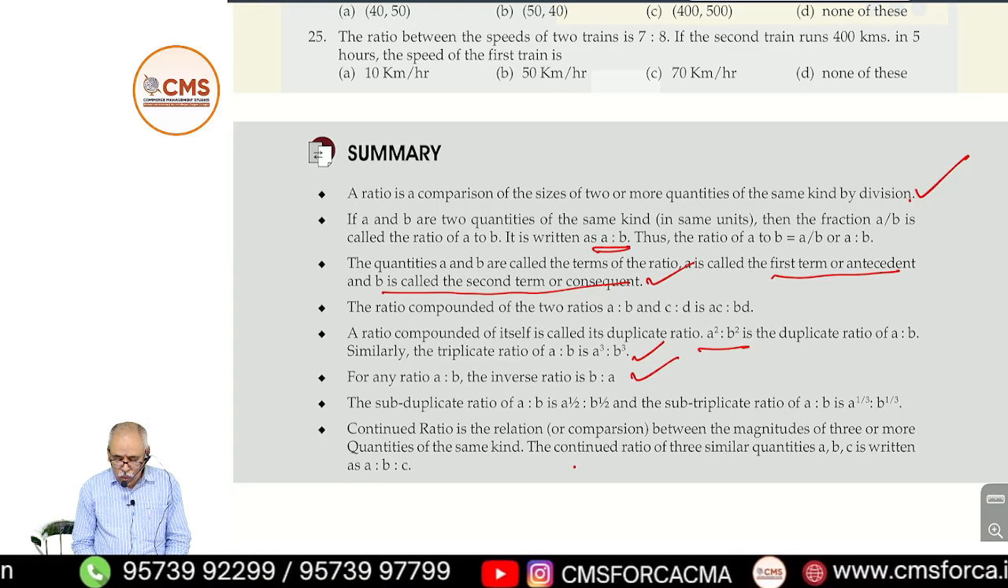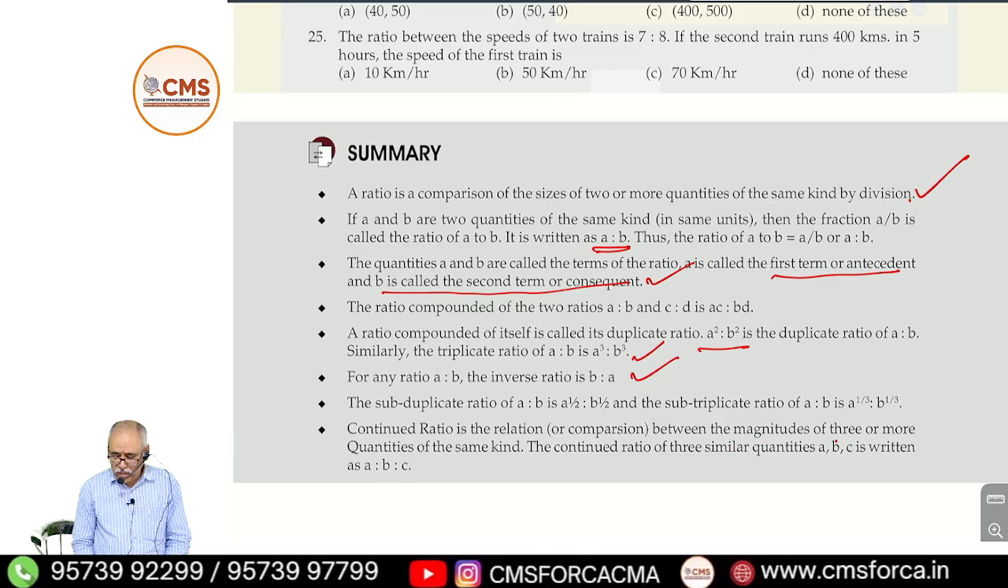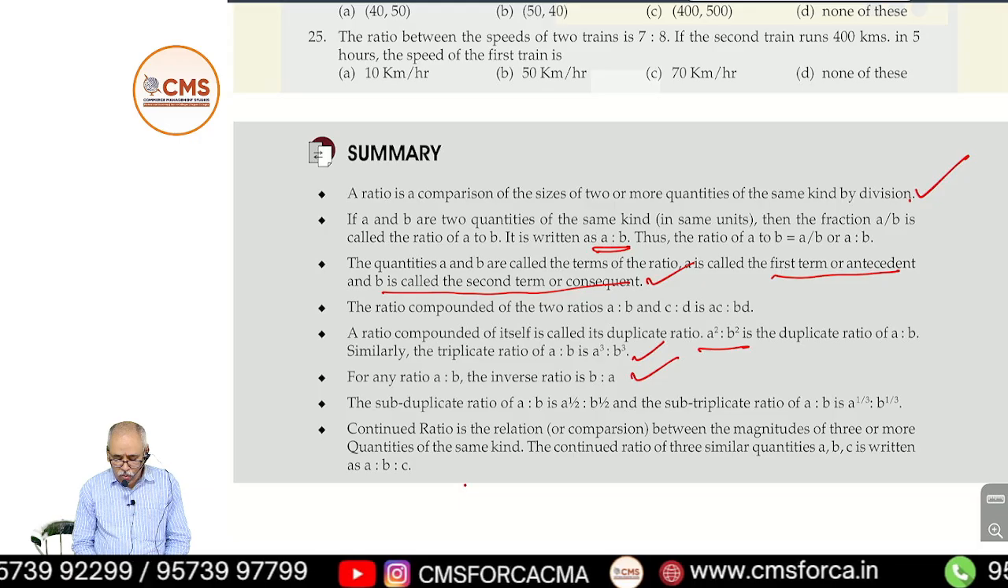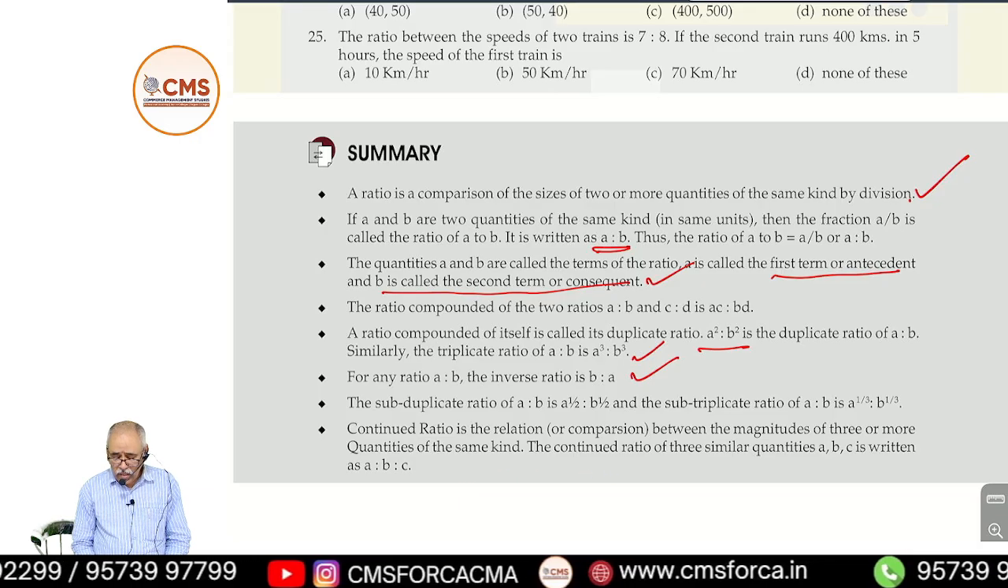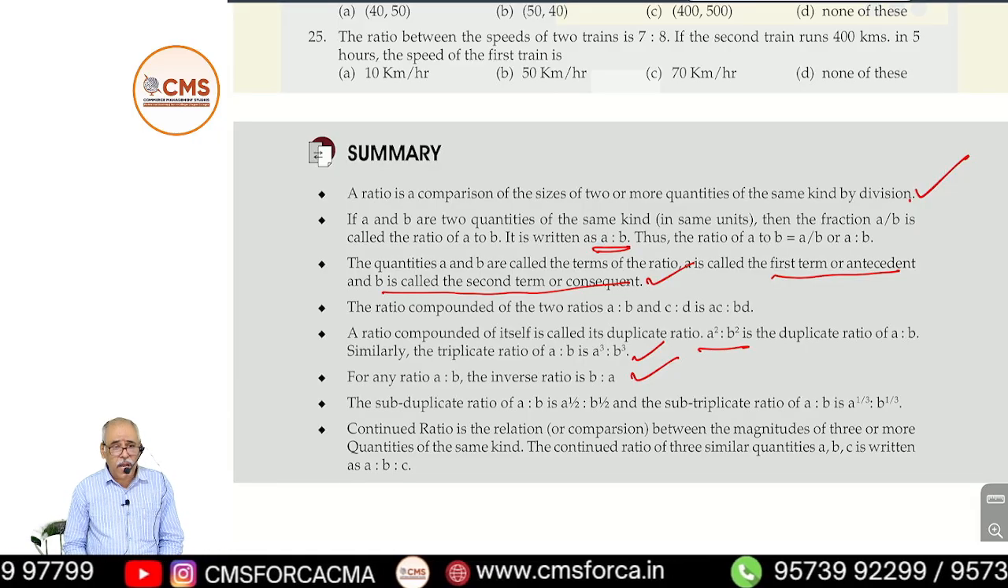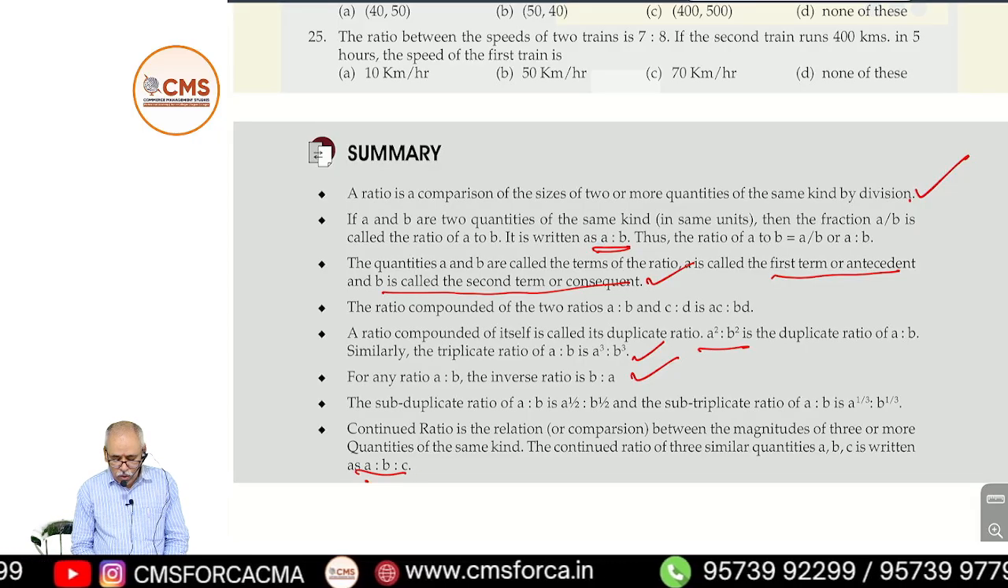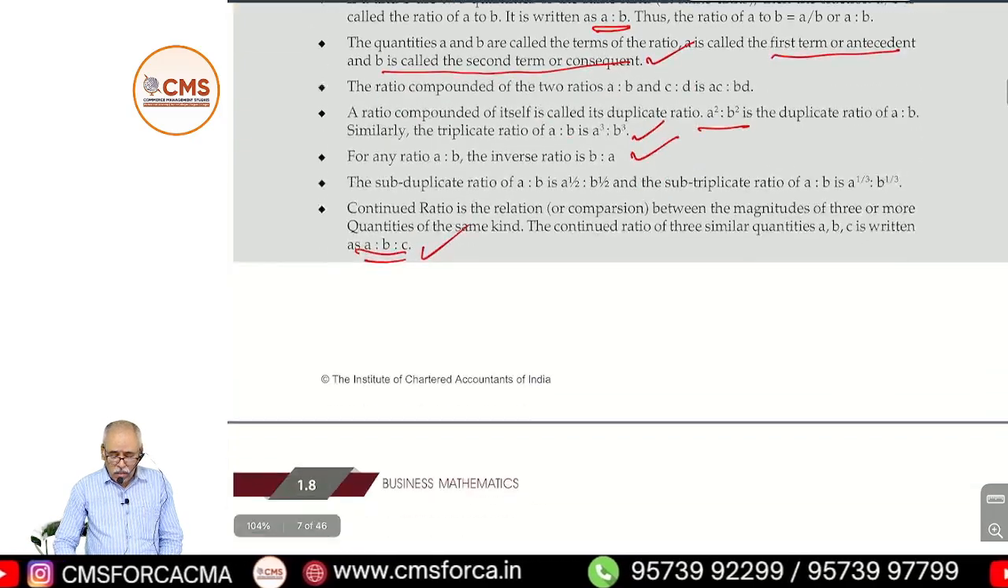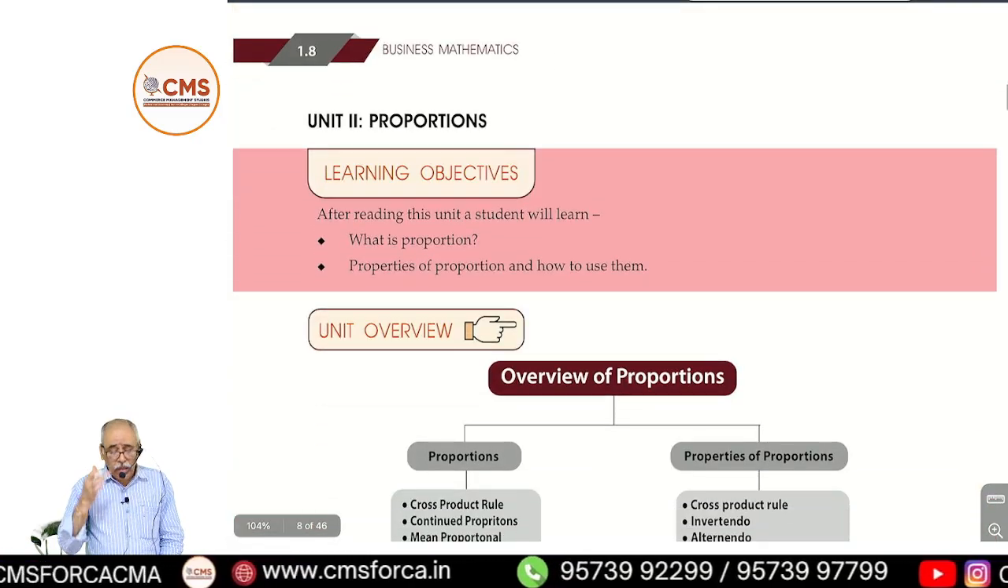Continued ratio is the relation between the magnitudes of three or more quantities of the same kind. The continued ratio of three similar quantities A, B, C is written as A is to B is to C. These are the simple topics in ratios.